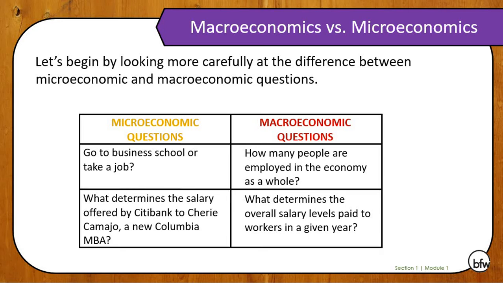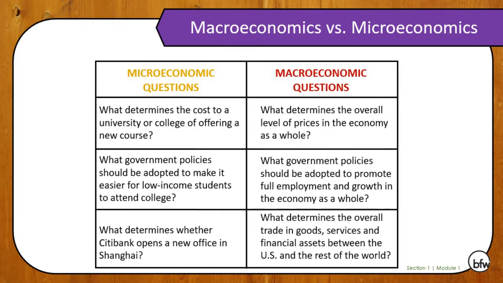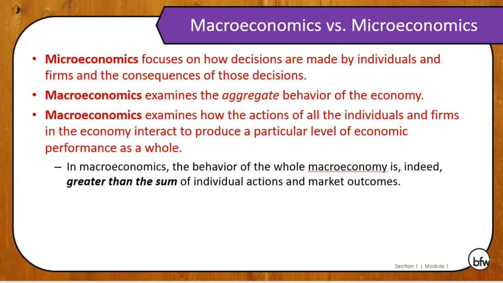Now, macro versus microeconomics. I'm not going to spend too much time on this. Just know that macroeconomics basically looks at big picture questions. Micro is much more focused on individuals or families or individual businesses. Macro looks at the whole economy, right? Now, microeconomics, again, focuses on decisions made by individuals and firms. Firms is another word for businesses, and the consequences of those decisions.